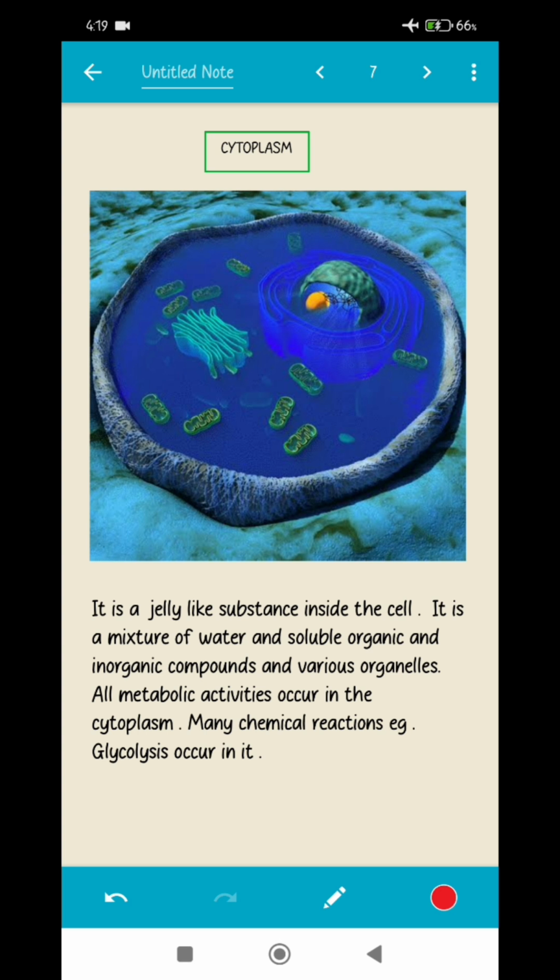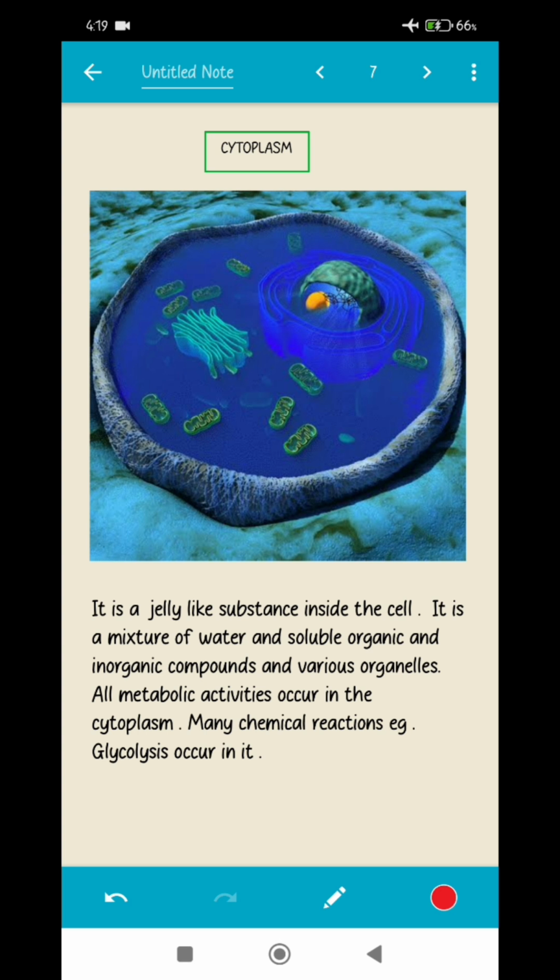All the metabolic activities occur in the cytoplasm itself. Various chemical reactions, for example glycolysis, which is basically the respiration that we call cellular respiration, also occur in the cytoplasm itself. Basically every activity of the cell is happening in the cytoplasm. So cytoplasm plays a major role in the activities of the cell.